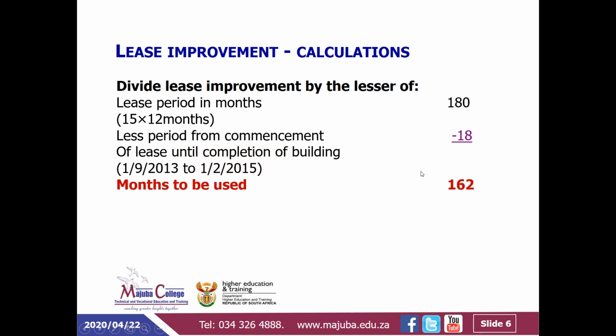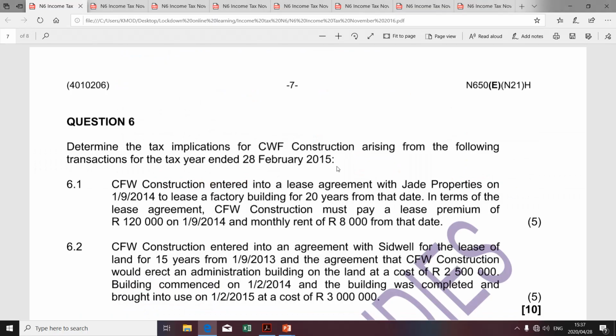And we're going to deduct it from 180. That's the initial lease period in months. We're going to get 162. So essentially what we're going to do, as a rule of thumb, is take the 162 and divide, we're going to take the 2.5 million. Let me quickly go to the question.